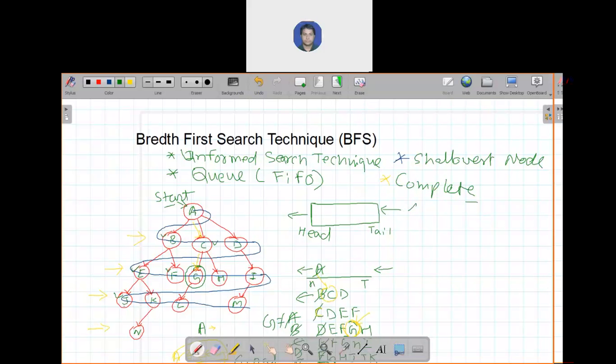The next key point you can write is optimal.